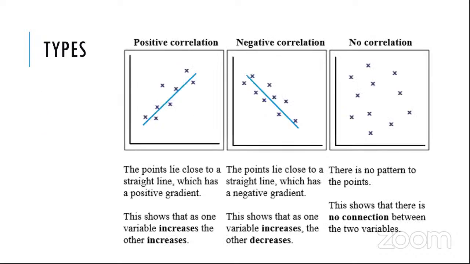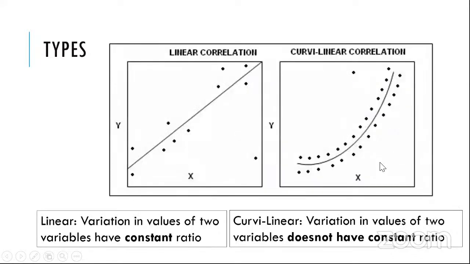Then, depending on the direction of the change in the two variables, there are three types of correlation. Suppose an increase in one variable results in an increase in another variable. Such correlation is known as positive correlation. Suppose an increase in the x variable results in a decrease in another variable. Such a relationship is known as negative correlation. Then if there is no correlation and the values are changing at random, such a relationship is known as no correlation.